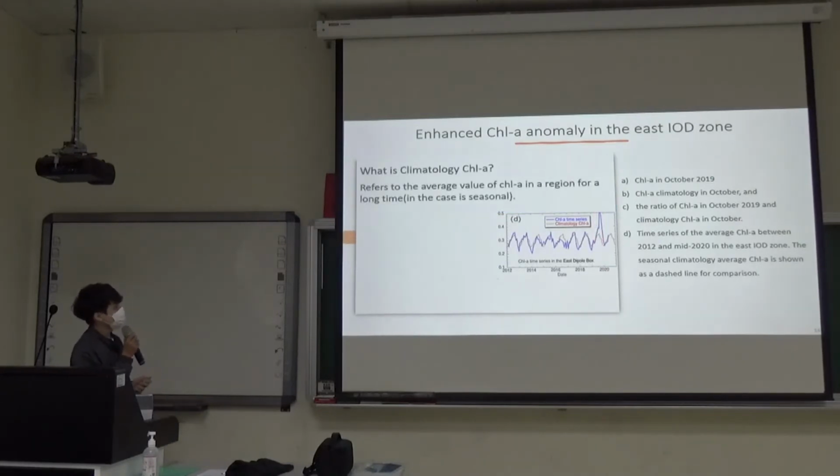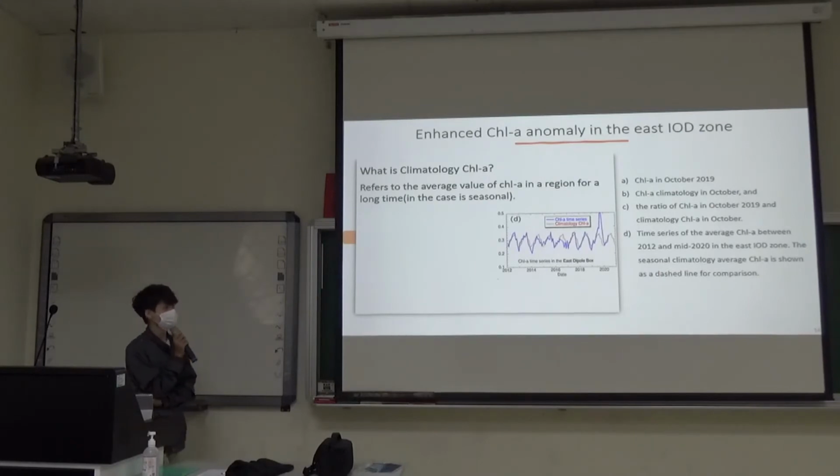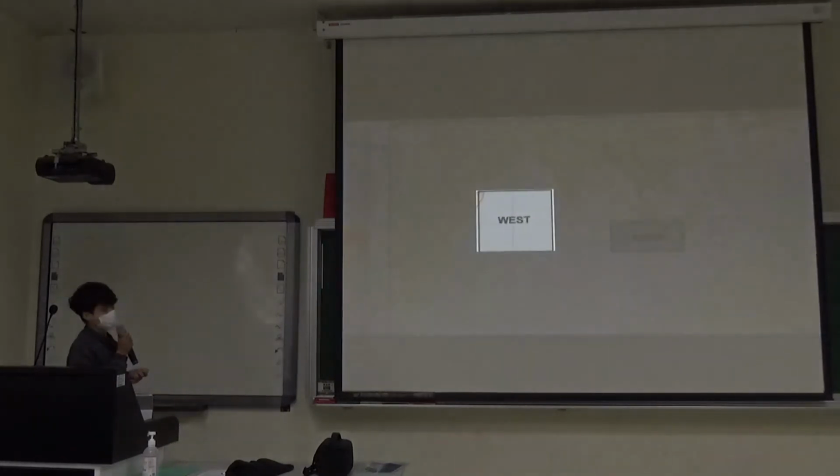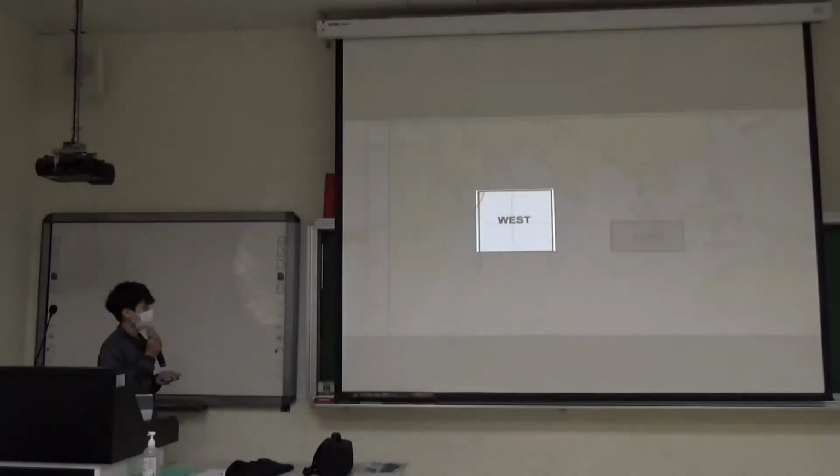And what is climatology chlorophyll A? It refers to the average value of chlorophyll A in the region over a long time. In this case, it is seasonal. We also observe chlorophyll A in the west IOD area.